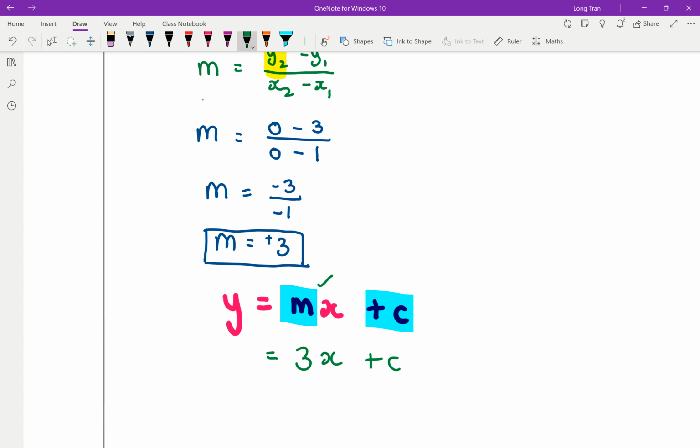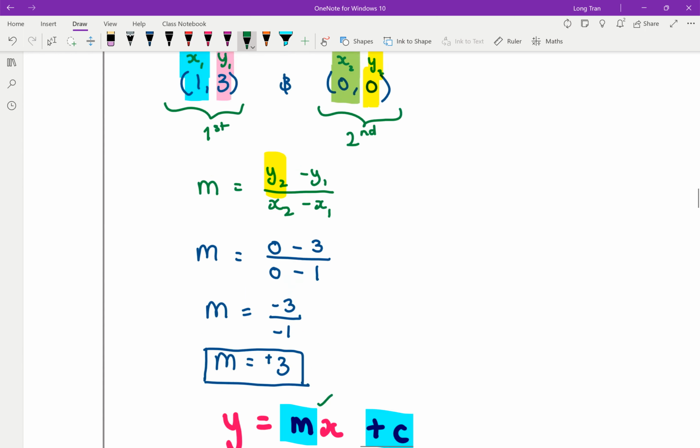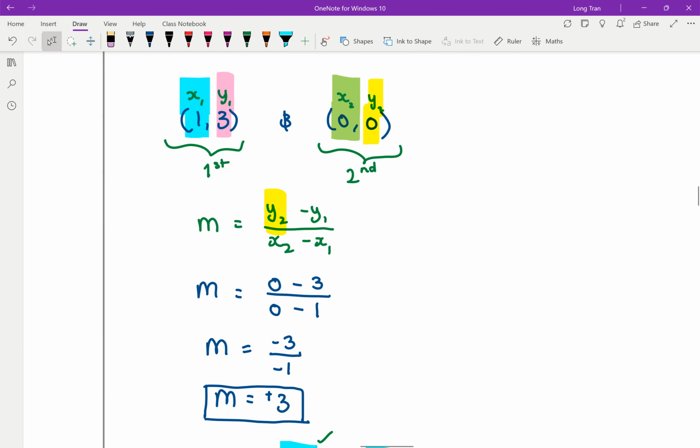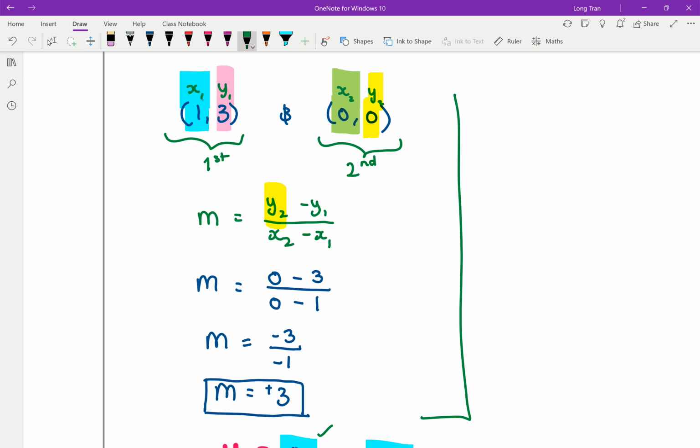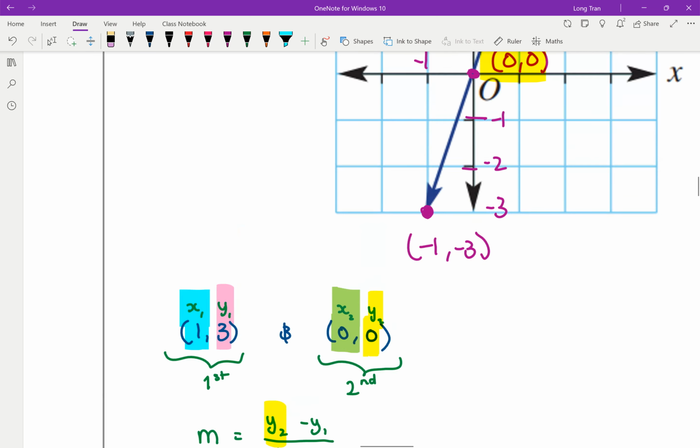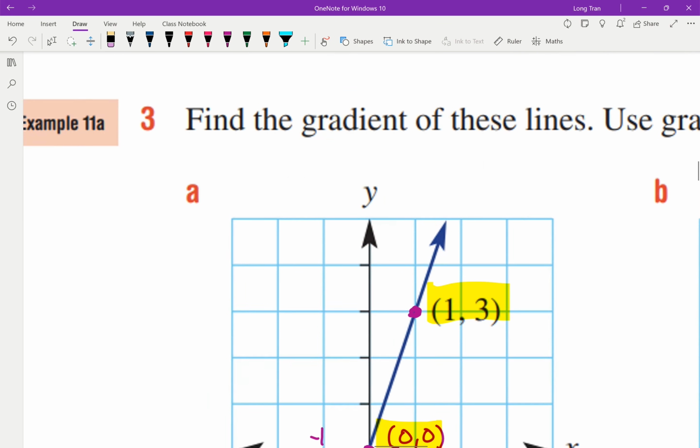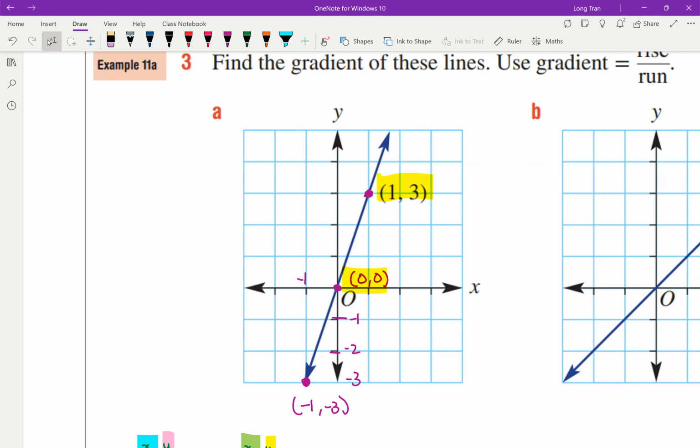Now, you can find m without the algebra here. This is what I do want you to learn. This is important, more important than what I'm about to show you. You can get the same answer by looking at the graph. So I gave you the formula, but before I gave you the formula, I said that m was equal to y divided by x.